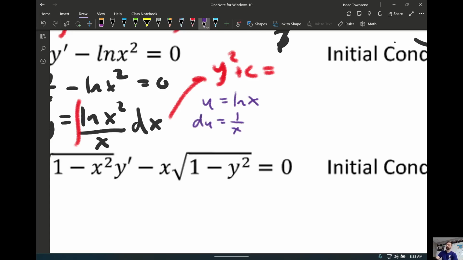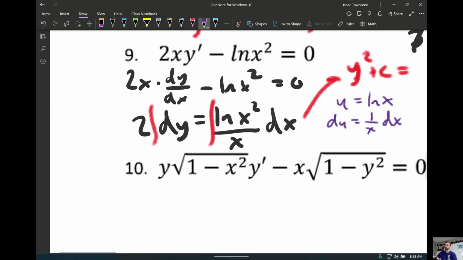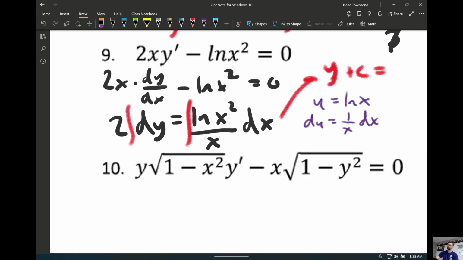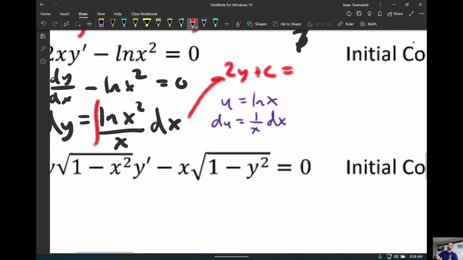Isn't the left side just 2y and not y squared? Yes. Sorry. Thank you. So just because the integration was quicker, don't make the mistake that I did and do it too fast.